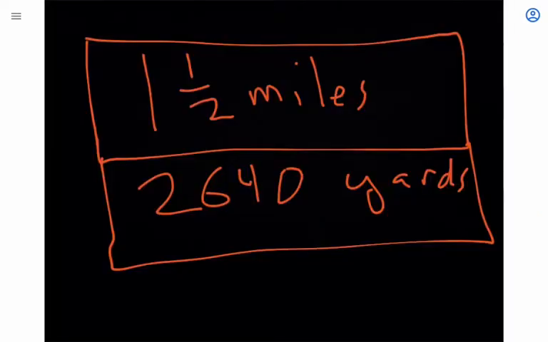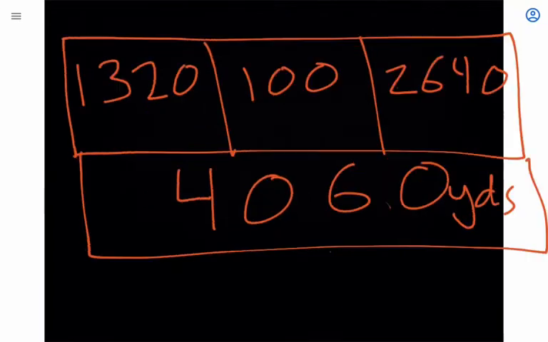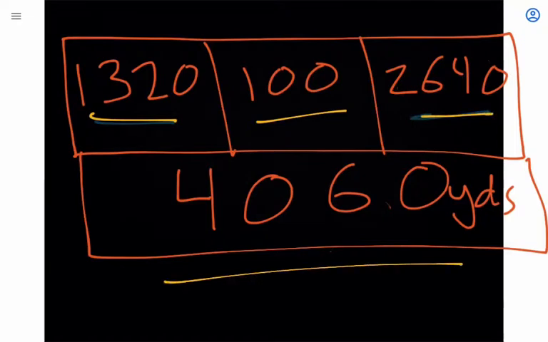Now that shows my equivalent chart, and now I plug it in. I need half of 2,640 for the other person, so that gives me 1,320. So I have 1,320, which is half of J's, which is here, and then I have 100 yards here. If I add all these together, I end up with 4,060 yards.